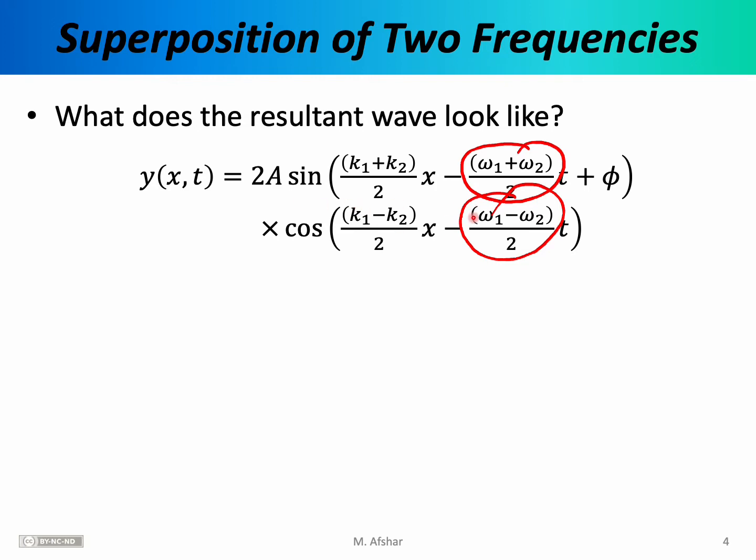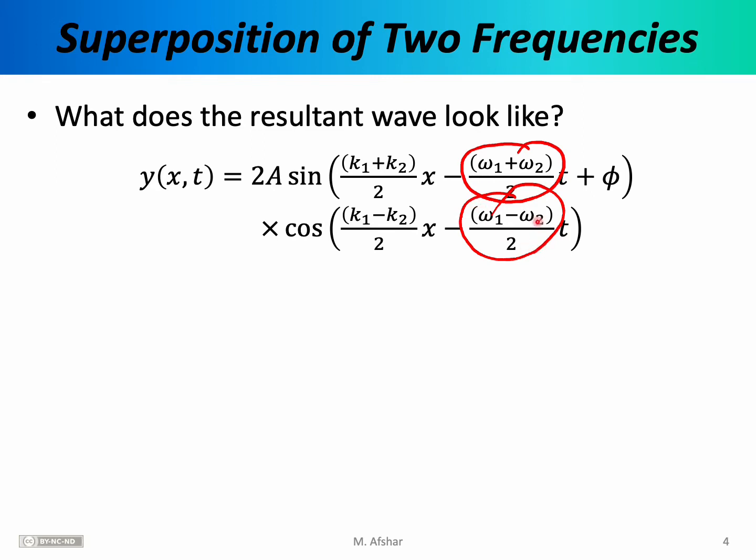What would this product look like if we were to make a graph of it? Well, the shape of the graph depends on what omega 1 and omega 2 exactly are. In particular, it depends on whether the frequencies are close to each other or far from each other.